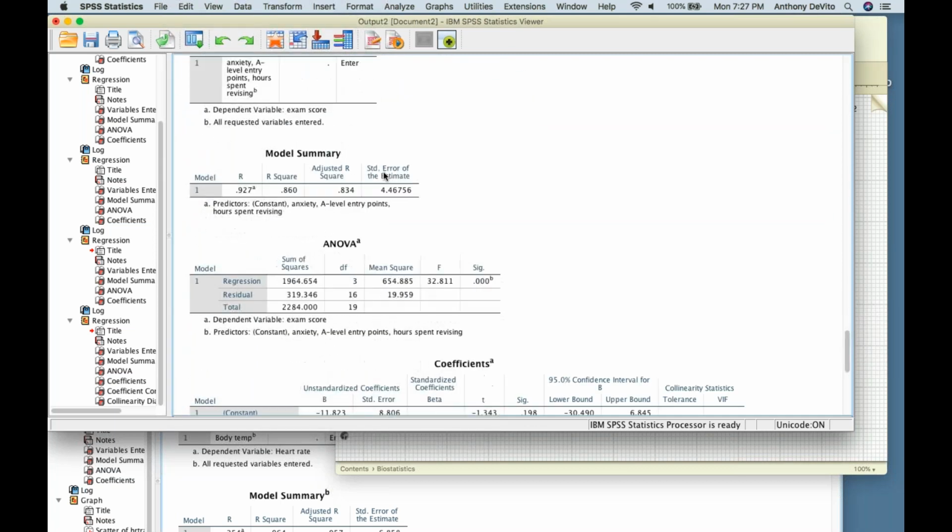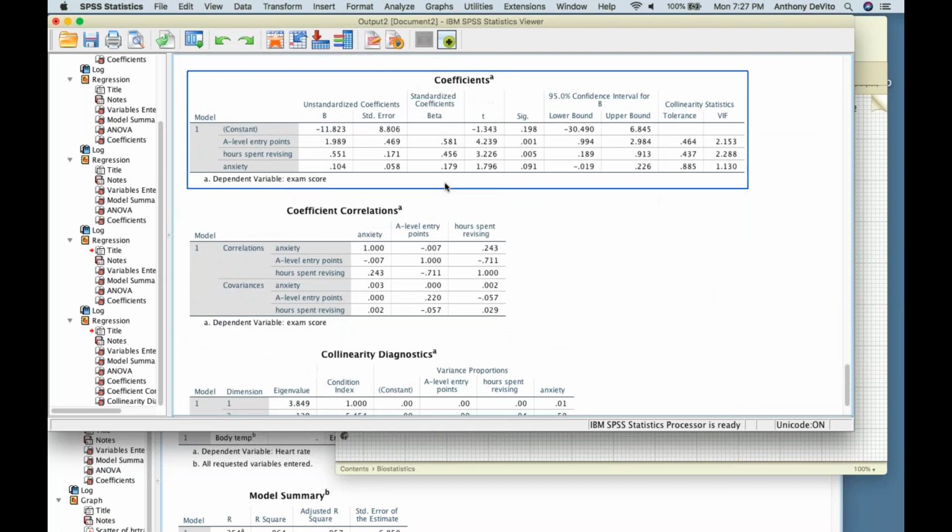So we started to do that by looking at the values themselves. For every hour that they spent studying or revising, it increased the score on the test by half a point. On the other hand, for A-level entry, for every increase of 1 on that scale, we got an increase in score of 2. Looks like that had more of an influence.